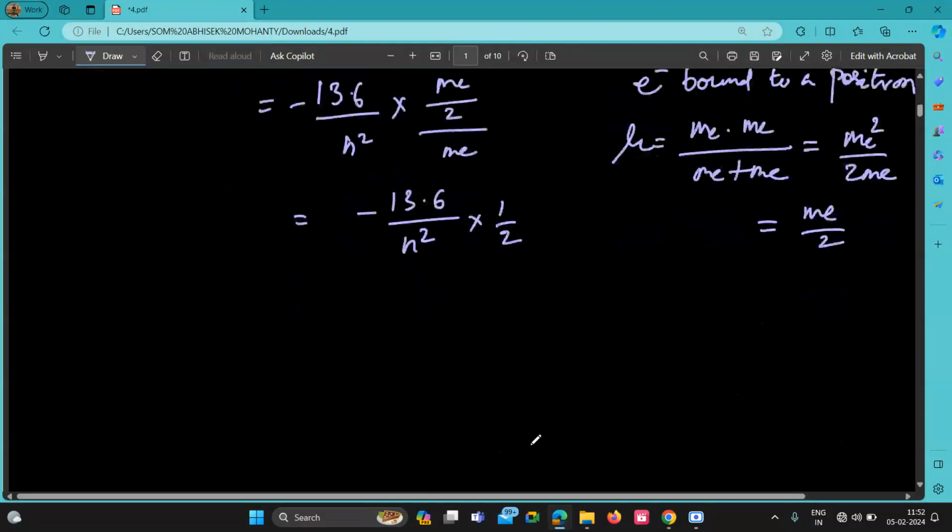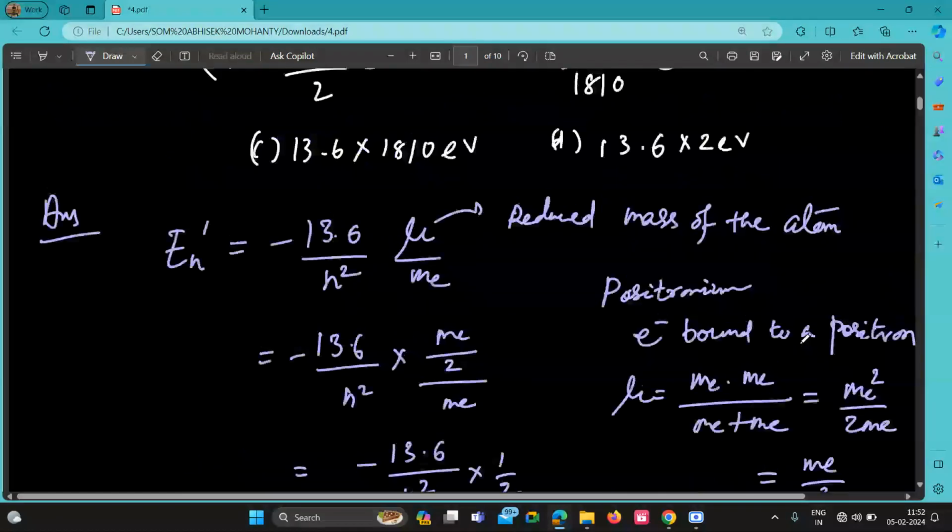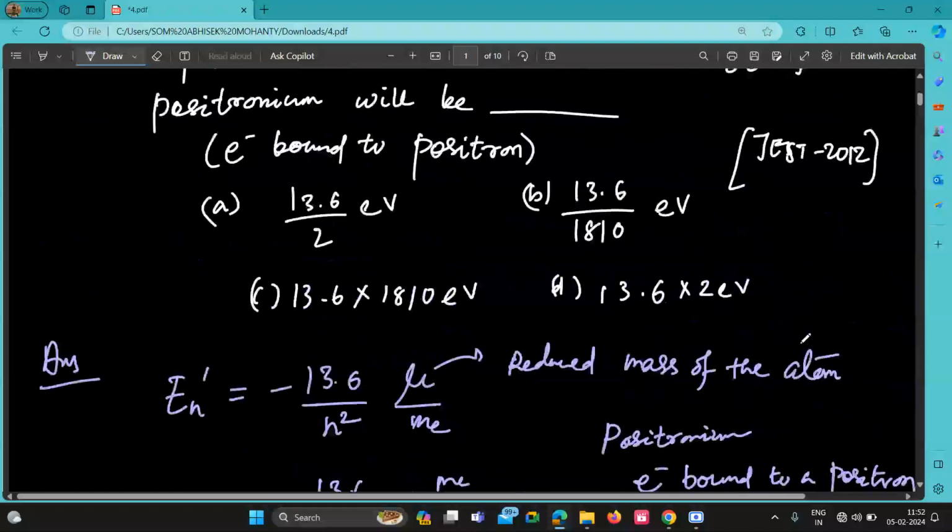Isn't it? So for the binding energy, I will just put n is equal to 1. That will give me the binding energy En is equal to minus 13.6 by 2. And we have to write the binding energy as positive. So the answer will be 13.6 by 2 eV, which is option A. Alright, easy question.